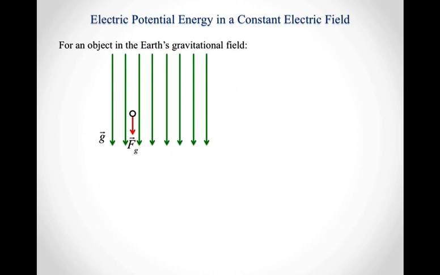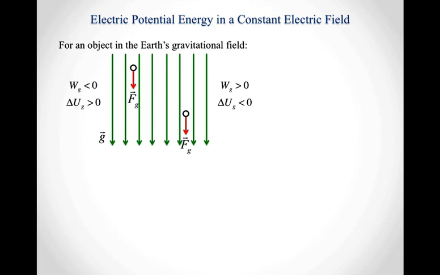So if we think about an object near the Earth's gravitational field, the gravitational force is pulling down on that object. If the object moves up, then the work done by the gravitational force is negative because the displacement points in the opposite direction as the force. And in moving that object upwards, you did work against the gravitational force, which increased the gravitational potential energy. If, on the other hand, you let that object go and it falls back down, the gravitational force is doing positive work, and the gravitational potential energy is decreasing.